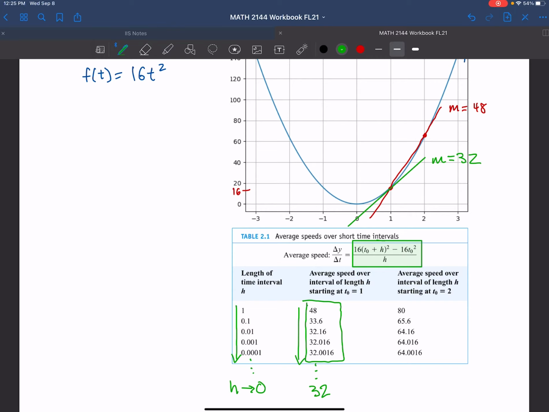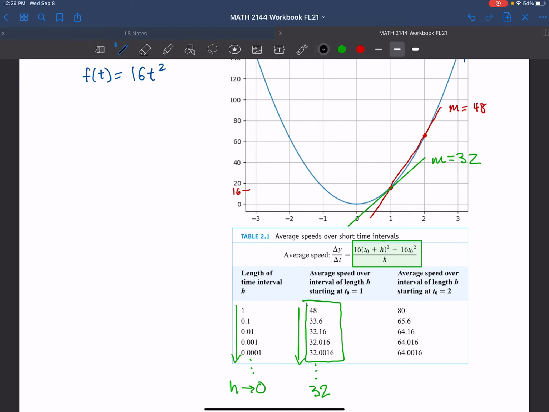Let's see. This is basically just doing the computations for us, letting h be smaller and smaller. But again, we want to focus on the pattern that as h gets closer to 0, the slope of the green line is going to approach 32.